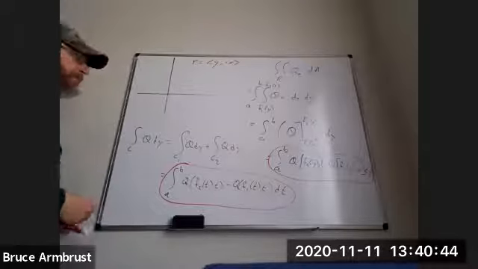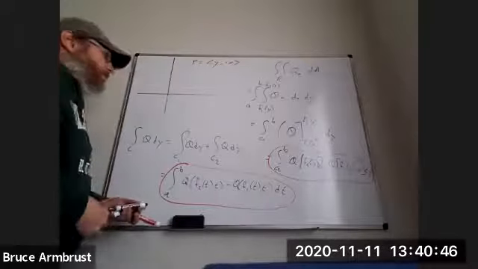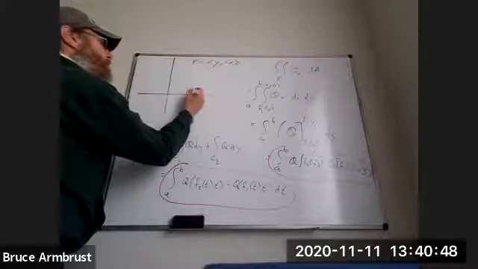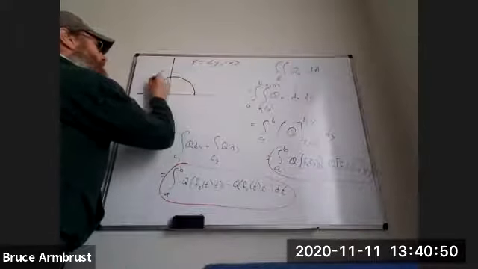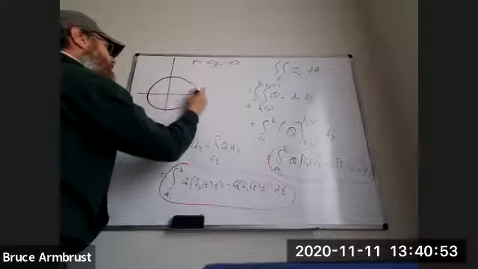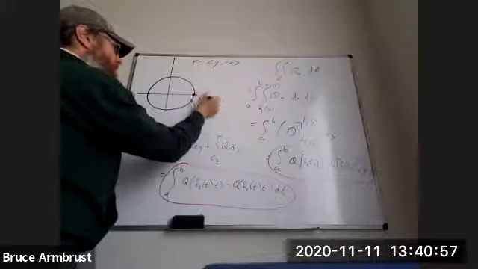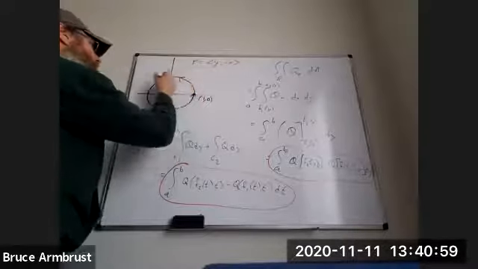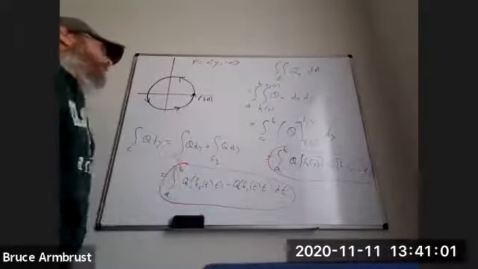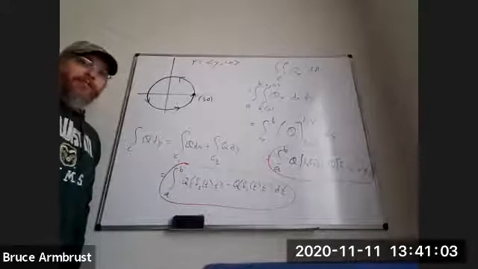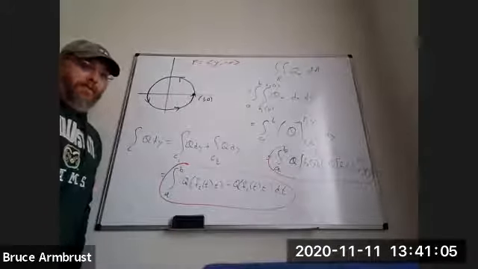Now, the path that we're going to use is the circle. We're going to do a unit circle path. Okay, so we're going to go ahead and start here at 1, 0. And we'll follow this around counterclockwise so that we're in a positive orientation so that we can use Green's theorem.